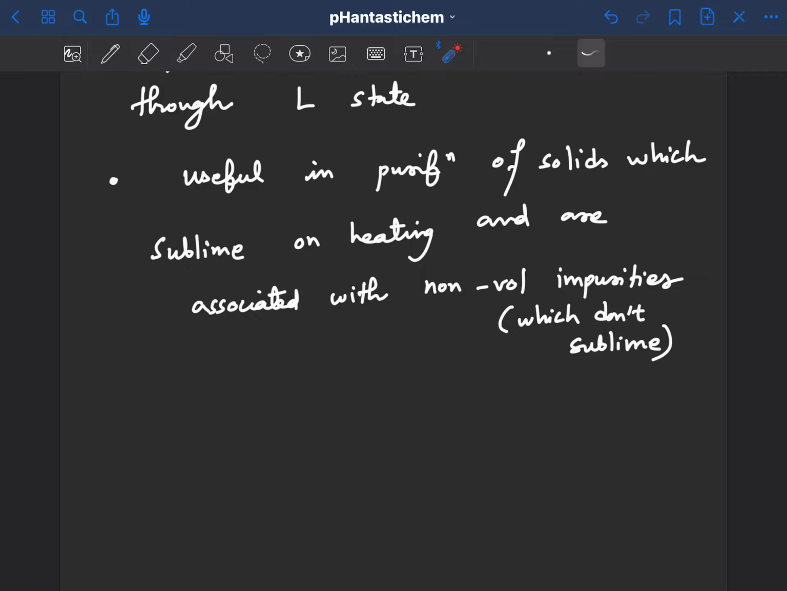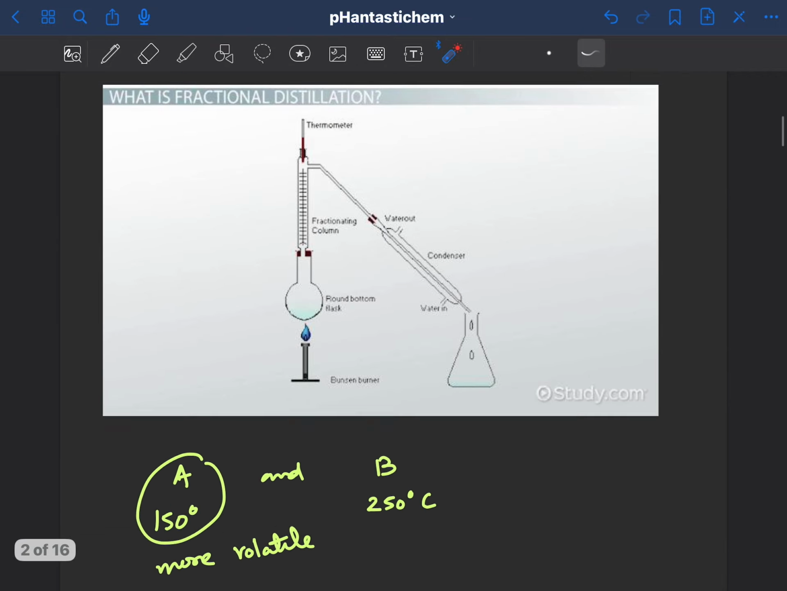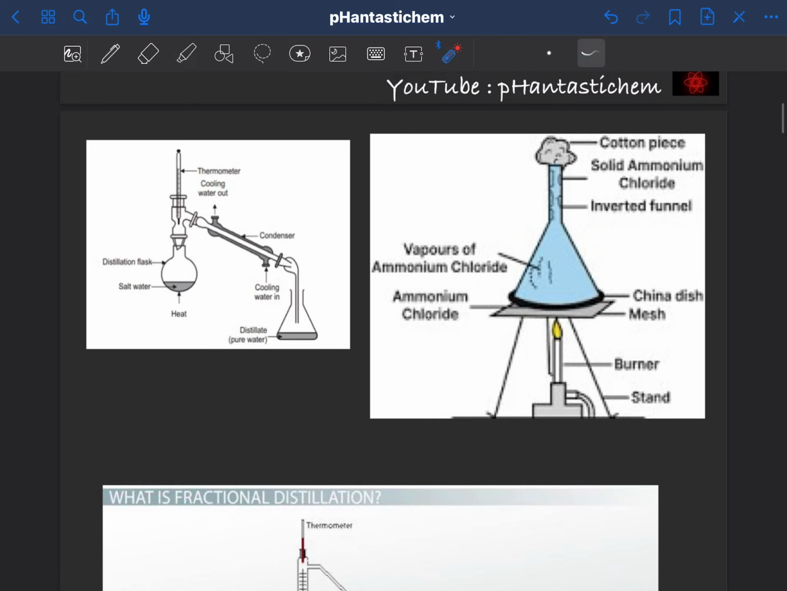To understand what's happening, let's look at the diagram. For example, here we have taken ammonium chloride with some impurity which does not undergo sublimation, and we are heating it. Since ammonium chloride undergoes sublimation, it will quickly become vapors. Also, this is an inverted glass funnel, and we have closed it with cotton so that no gas can escape through the funnel.